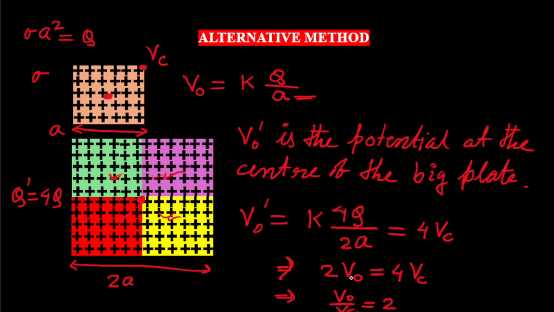And this will be valid not only for a square plate, it will also be valid in 3 dimensions. Like if we have a cube carrying a uniform volume charge density, and they ask what will be the potential ratio at the center and one of its corners, you can solve this problem the same way and you will get the same result.